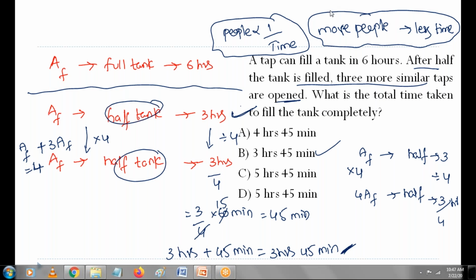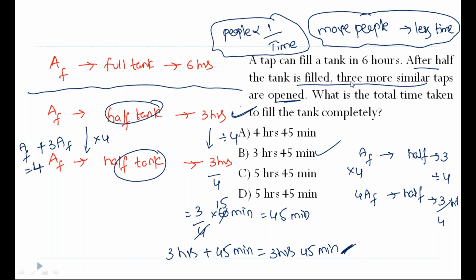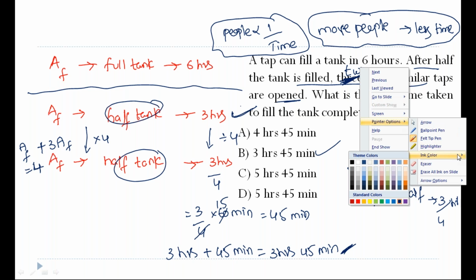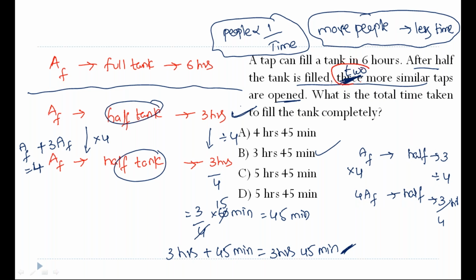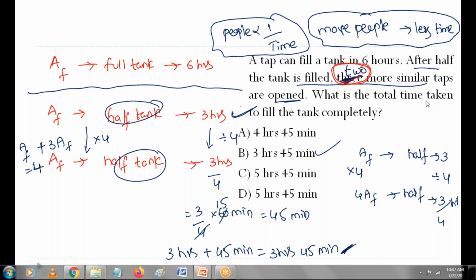Are you clear with this? Now let me check whether people understand this or not. Guys, in this question, I'll change it now to 2. If 2 more similar taps are open, now my dear friends, let me know what is your answer. Can I change the question? Instead of 3 more similar taps, I mentioned 2 more similar taps are open. Now guys, let me see how many of you can answer this correctly. If 2 more similar taps are open, then what is the answer, my dear friends?